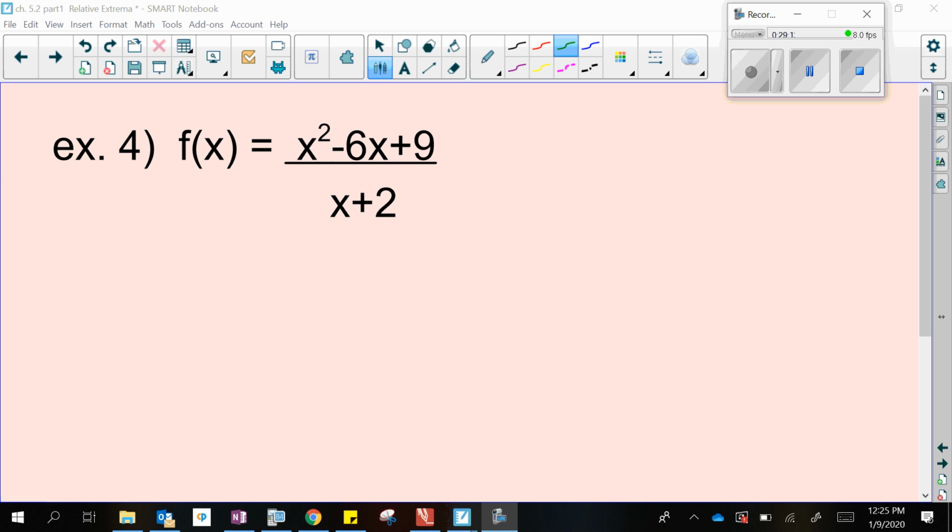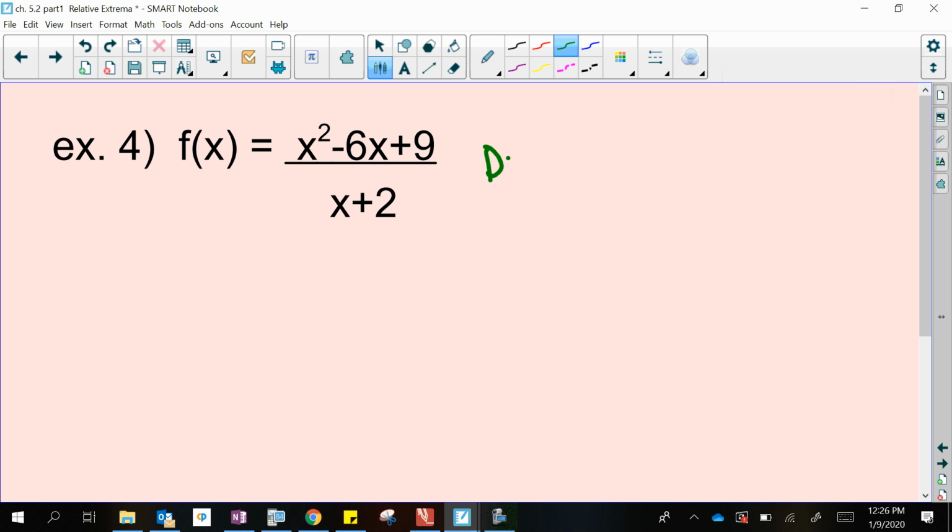Okay, so we're going to do this last one because it has a number outside the domain, right? This was the original function, and what number is not in the domain of this function? What number is going to make the denominator zero? So right away, in the original function, the domain, x cannot equal negative 2. So if we find that as a critical number, we're not going to use it because it can't be negative 2. Okay, so that's kind of helpful.